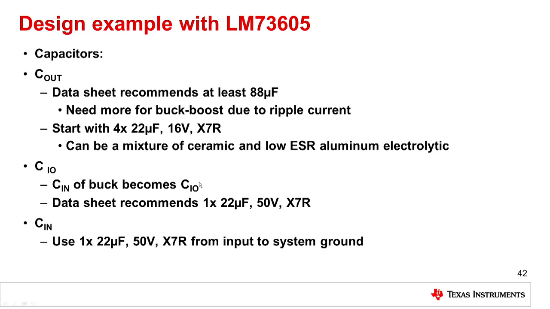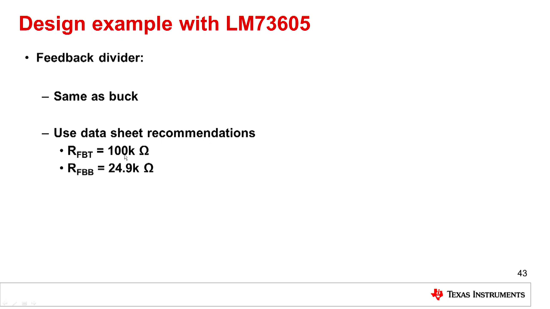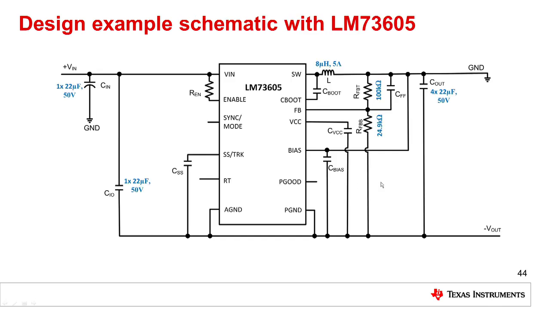The input-output cap should be approximately the same as the input cap. So in this case, we'll use one 22 microfarad for our CIO, and we'll use one 22 microfarad for our actual CIN. And that will get us a stable regulator, and that's a pretty good starting point. The feedback divider that we use to set the output voltage is exactly the same as it is for a buck. So here's the complete solution.